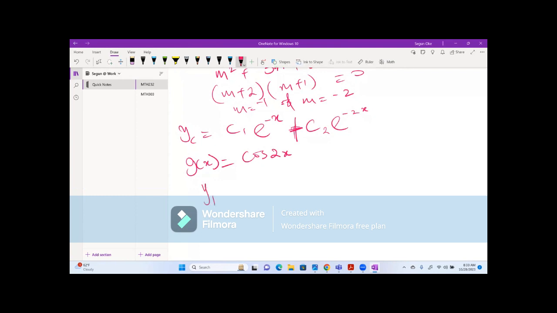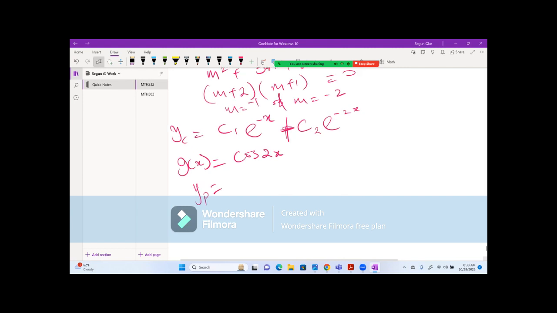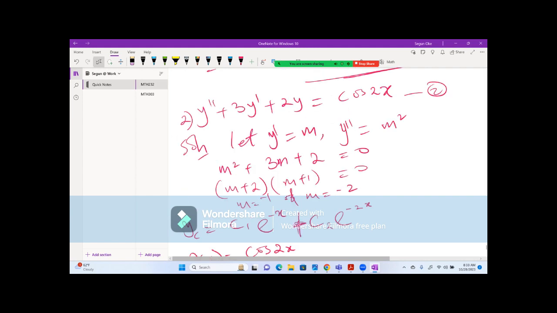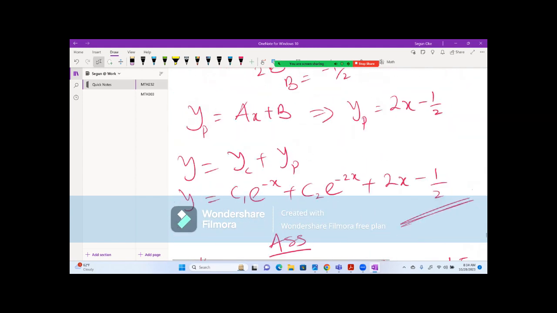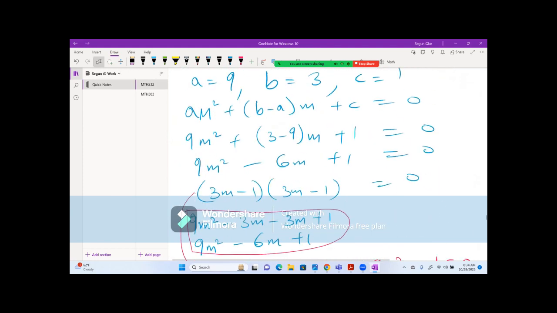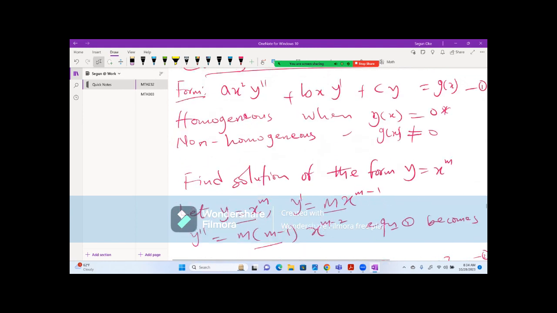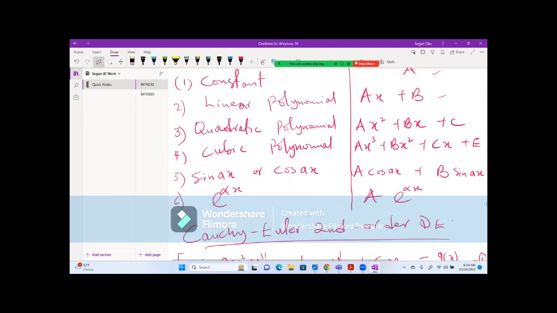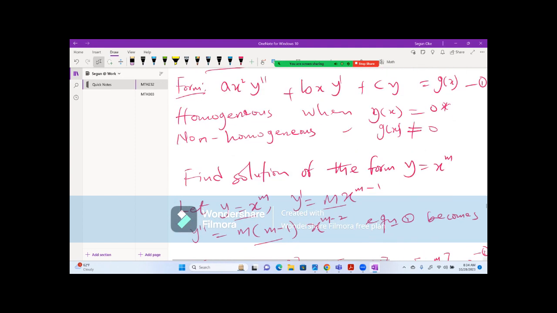So we have our yp, what will it be? Let's go to the table again. From the table, you can tell what your yp will be. We are treating trigonometry, and I told you in the table we have yp for trigonometry. Anytime you are given a sine or a cos, the yp is A cos alpha x plus B sine alpha x. Your alpha in this case is 2. And you maintain your x. So take note of that.